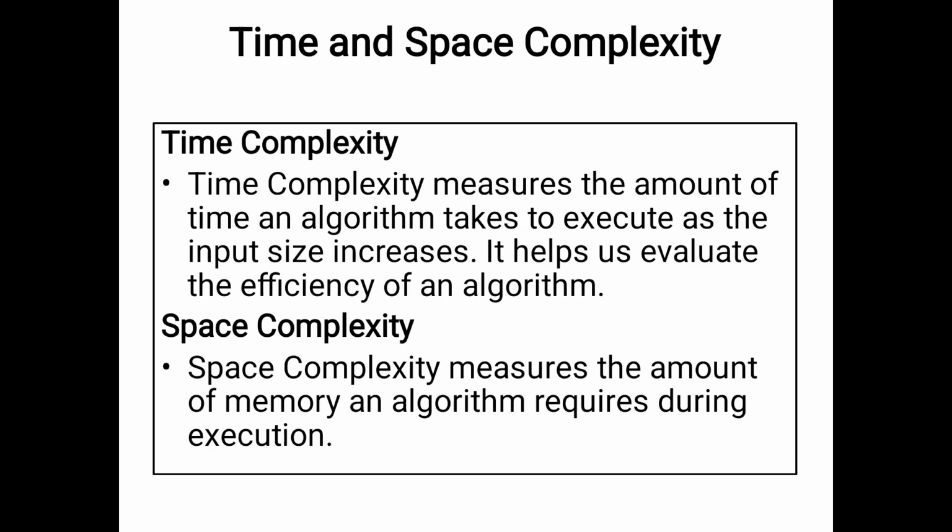Next is time complexity and space complexity. Time complexity measures the amount of time an algorithm takes to execute as the input size increases. It helps us evaluate the efficiency of an algorithm. This is called time complexity. Space complexity measures the amount of memory an algorithm requires during execution. In data structures, we mainly consider time complexity and space complexity.